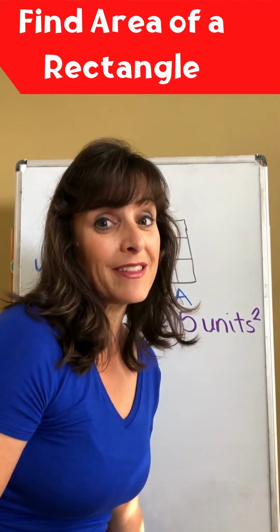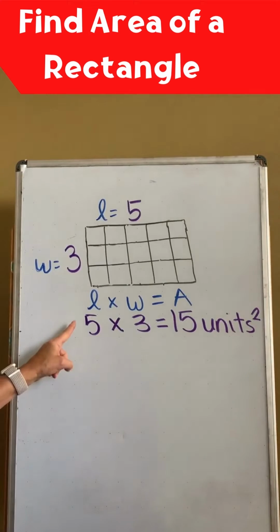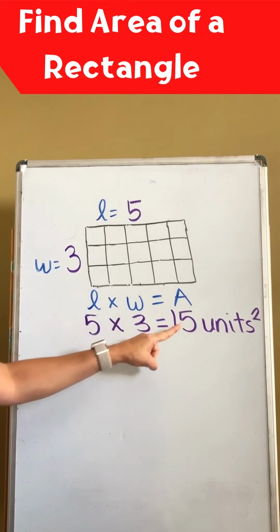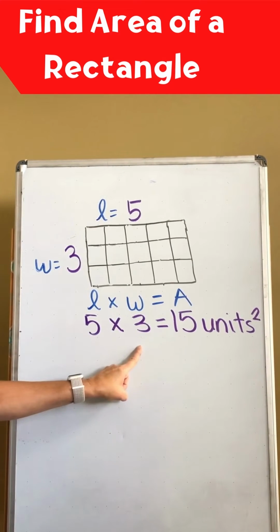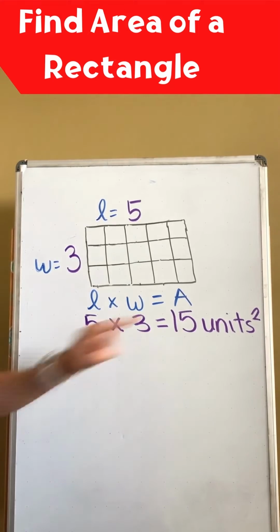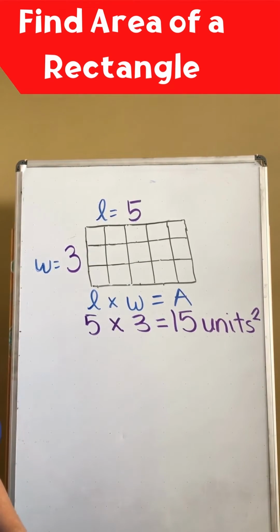Length times width equals area. L times W equals A. So we replace the L with 5 and the width with 3 and we multiply. And there's our 15 units squared.